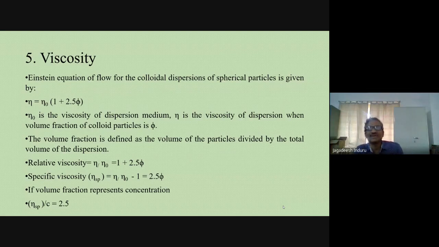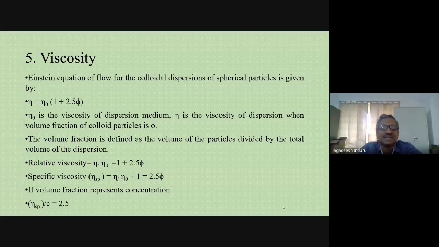The fifth one is viscosity. The Einstein equation of flow for a colloidal dispersion of spherical particles is given by η = η₀(1 + 2.5φ). What are η and η₀? η₀ is the viscosity of the dispersion medium. η is the viscosity of the dispersion.